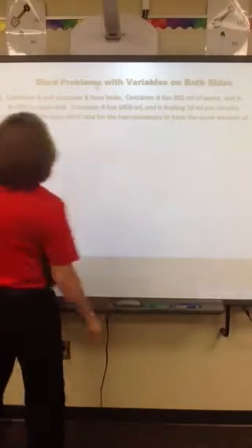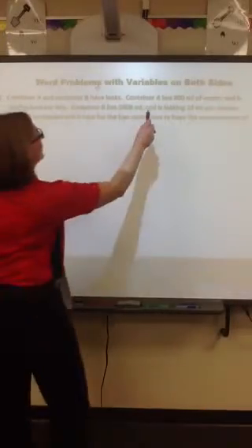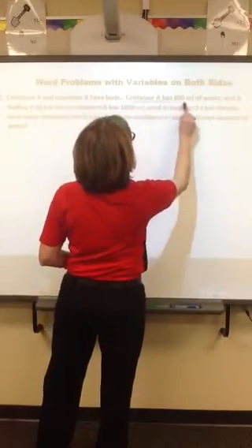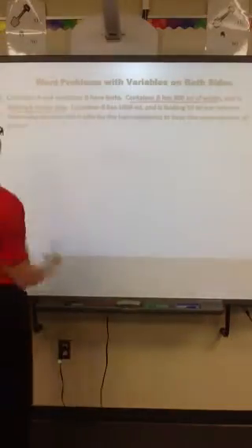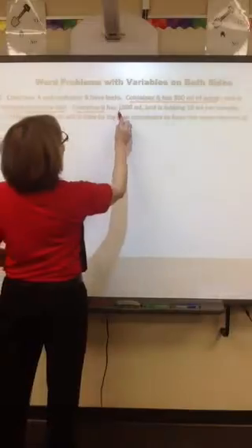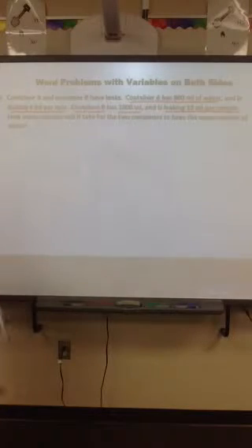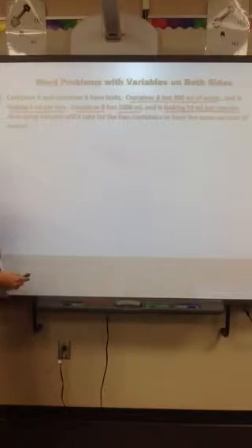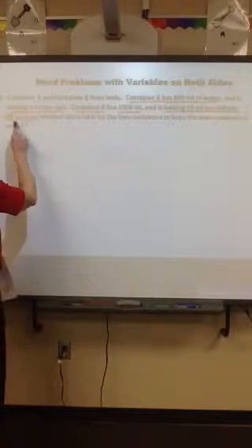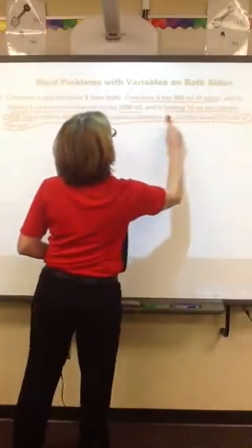Alrighty, so the first one says container A and container B have leaks. Container A has 800 milliliters of water and is leaking 6 milliliters per minute. So that's important information. And then container B has 1,000 milliliters of water and is leaking at 10 milliliters per minute. How many minutes will it take for the two containers to have the same amount of water? Okay, some things we need first of all. How many minutes will it take for them to have the same amount of water? So that's what we're trying to find.